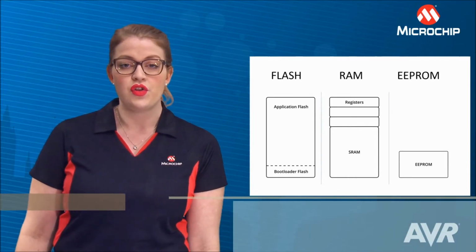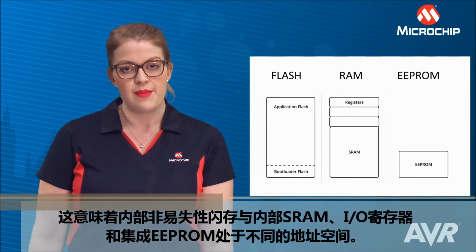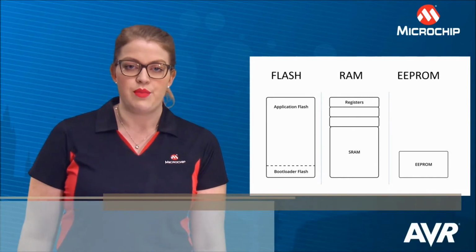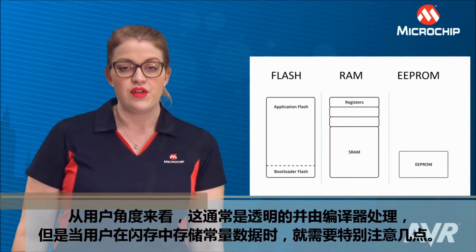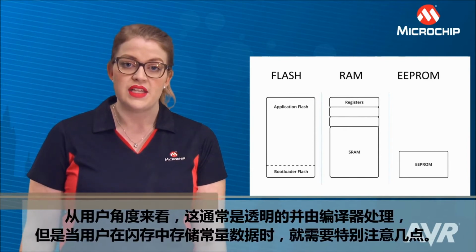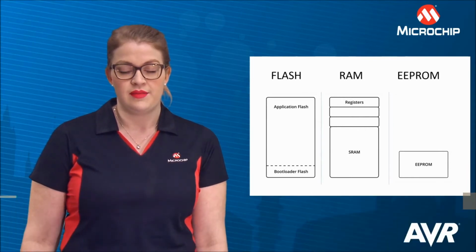This means that the internal non-volatile flash memory is in a different address space than the internal SRAM, I/O registers, and integrated EEPROM. From the user perspective, this is mostly transparent and handled by your compiler. But in the case where the user stores constant data in the flash, some special considerations are needed.